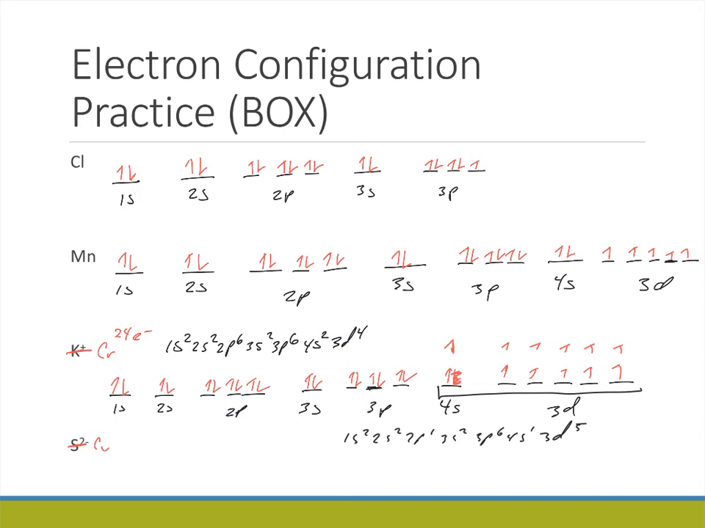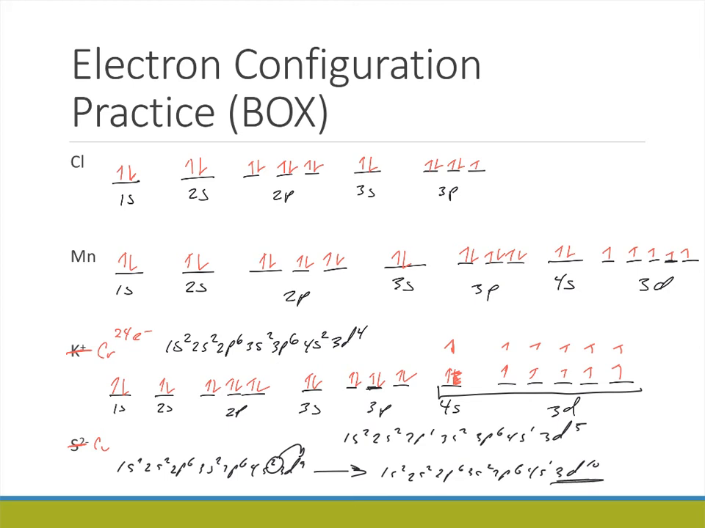Now, copper is a similar situation, but with copper, we have 29 electrons. We would expect this to be 1s2, 2s2, 2p6, 3s2, 3p6, 4s2, 3d9. But what we get instead is a promotion of one of those s electrons to the d's to give us 1s2, 2s2, 2p6, 3s2, 3p6, 4s1, 3d10.